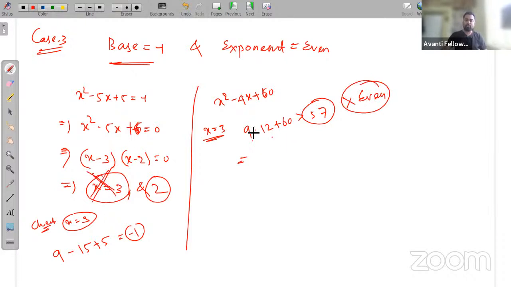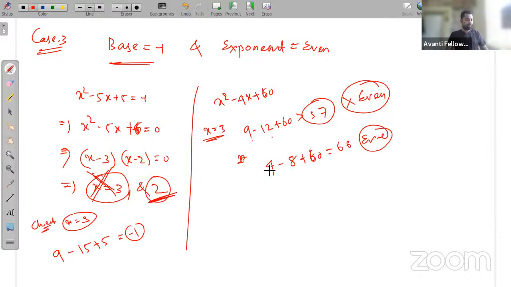So check for 2. If you put 2 here, this gives you 2 square, that is 4 minus 8 plus 60. Yes, this gives you minus 4, that is 66. It is even. So only we can take base as 2. Base as 2 we can take it.